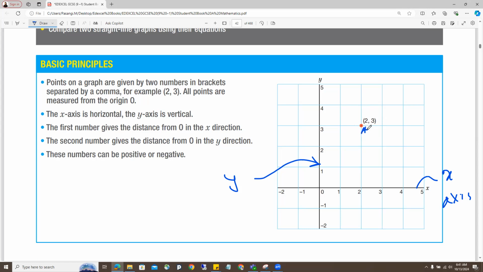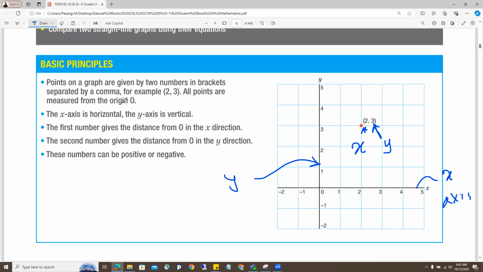The first part belongs to the x-axis, and the second part belongs to the y-axis. See, here (2, 3) means this 2 belongs to the x-axis, and this 3 belongs to the y-axis. So points on a graph are given by two numbers in brackets separated by a comma. For example, we have (2, 3).